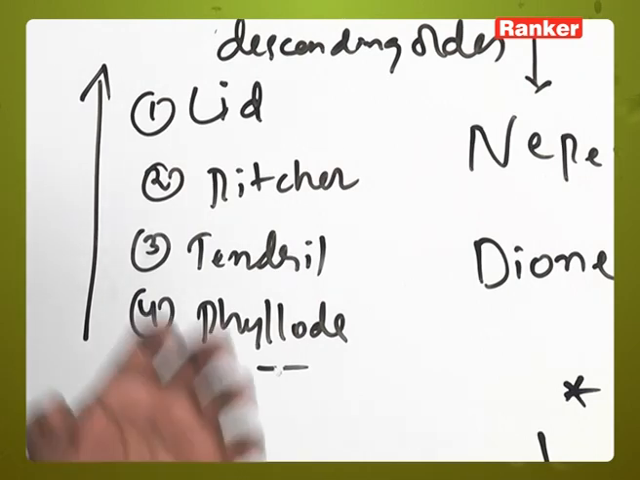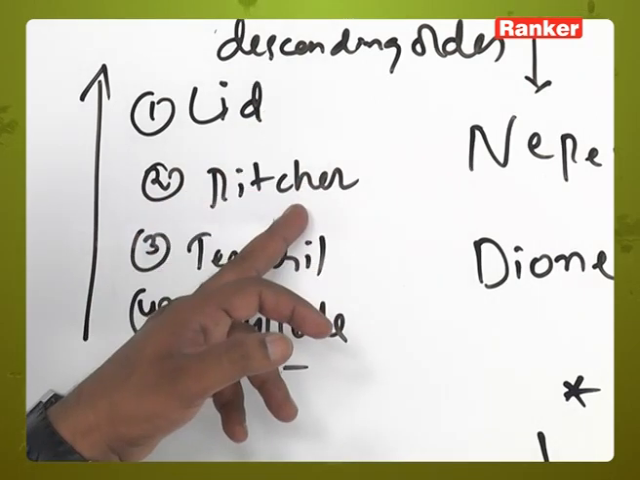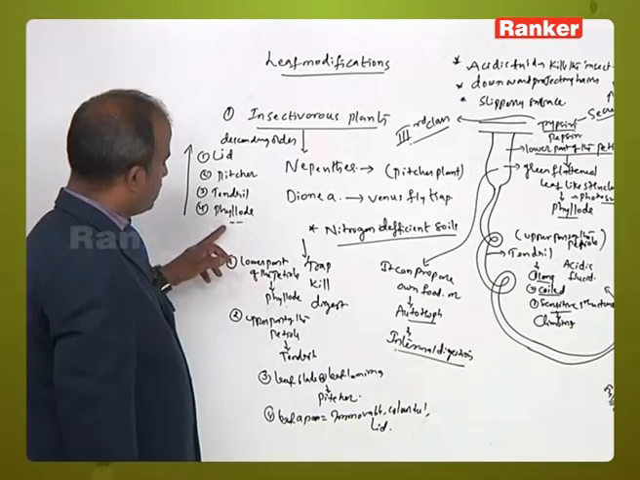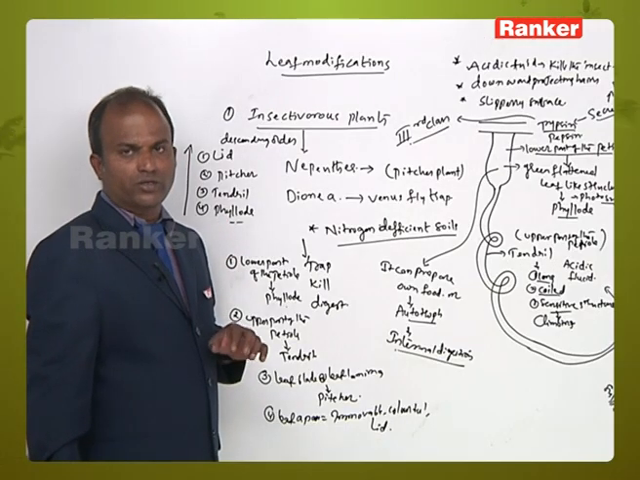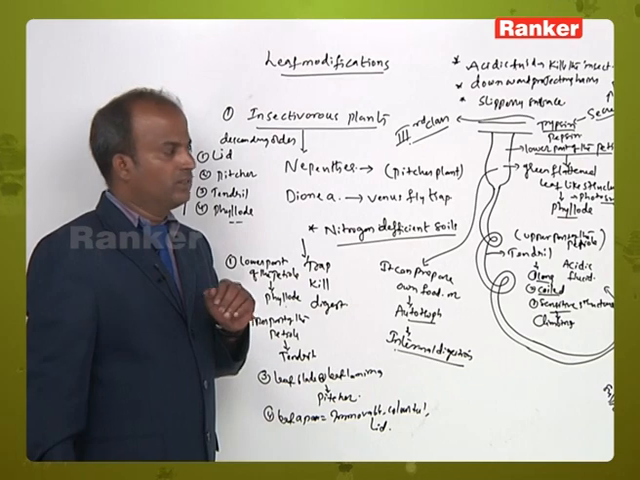lid. In descending order, first is lid, second is pitcher, third is tendril, and fourth is phyllodes. Fourth one itself is called phyllodes.